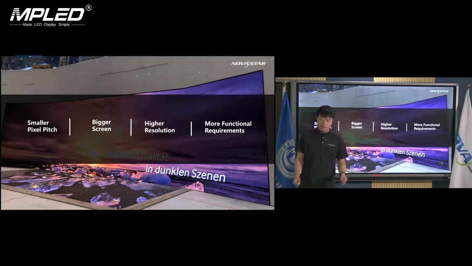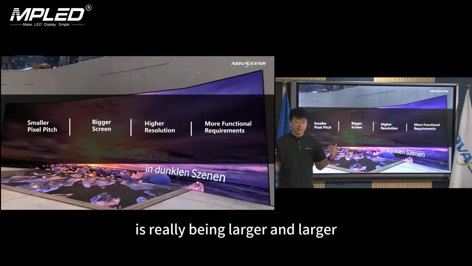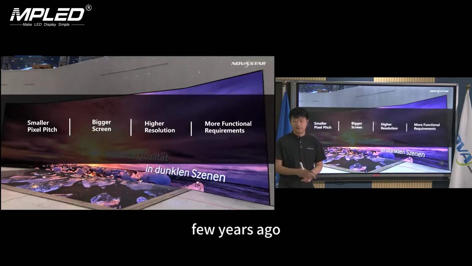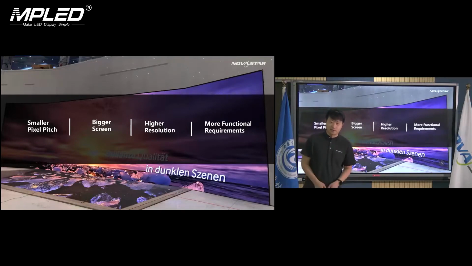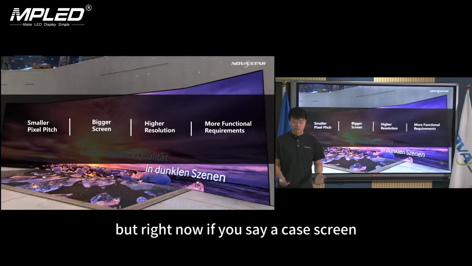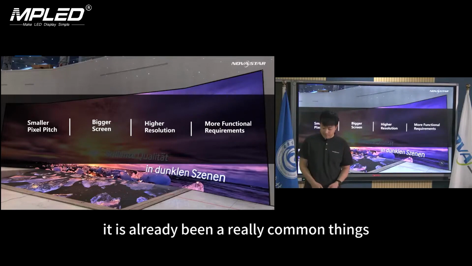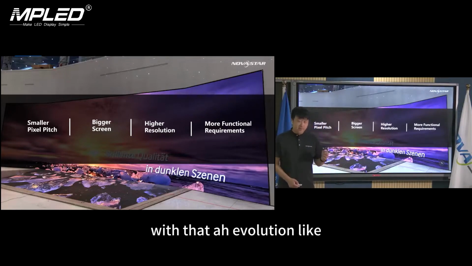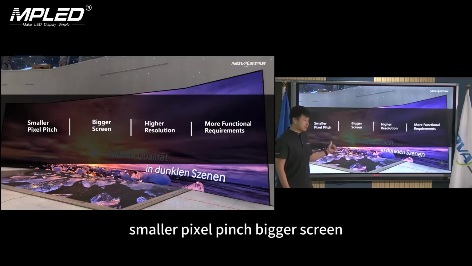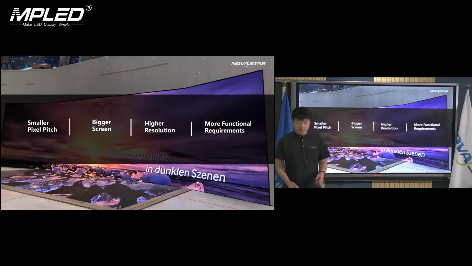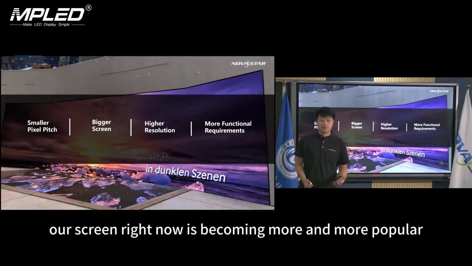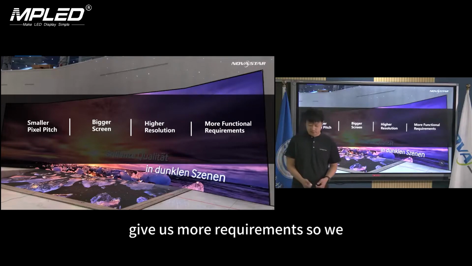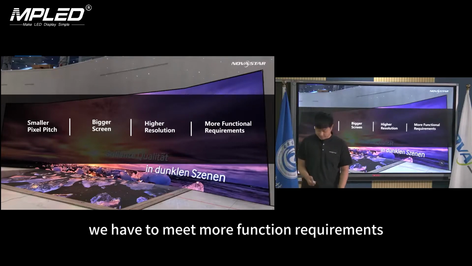The dimension is also becoming larger and larger. A few years ago, when you saw a 4K screen, you thought, wow, this 4K is good, a clear and vivid LED screen. But right now, an 8K screen is already a really common thing. With that evolution, smaller pixel pitch, bigger screen, higher resolution, and because LED screens are becoming more and more popular, customers give us more requirements, so we have to meet more functional requirements.